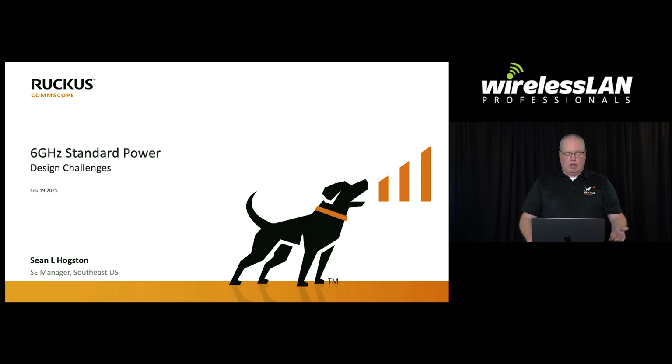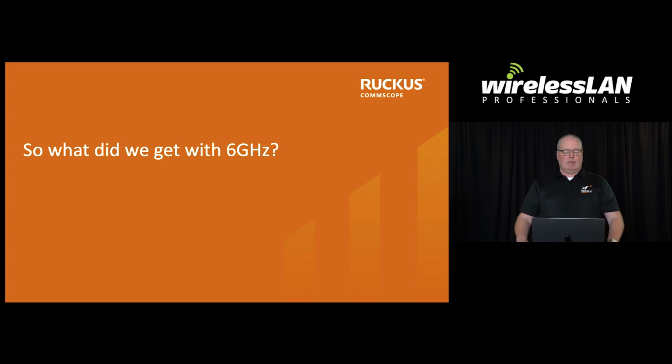So I just wanted to go over a few things when you're designing for networks that are going to include 6 gigahertz specifically. Some things you need to look out for and be aware of and plan for, because it is a little bit different than what we've done in the past, even with the upgrades, adding 5 gig and stuff. So as a recap, what do we get with 6 gigahertz?